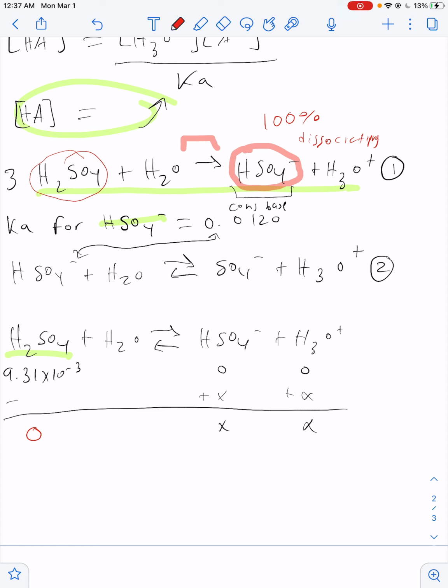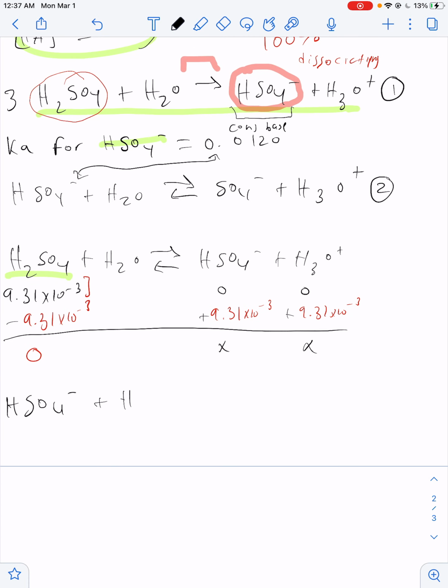Therefore, our X is 9.31 times 10 to the negative 3, because we have to get rid of all of this. So there we go. That's our X. Okay. And now that we have that, we're going to leave that for now and go to our second equation.